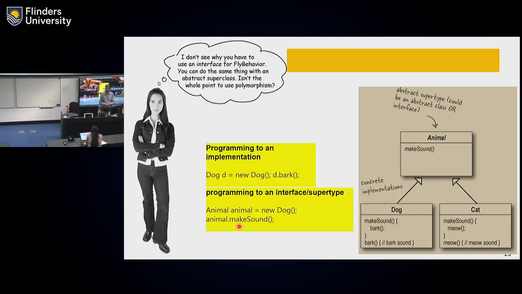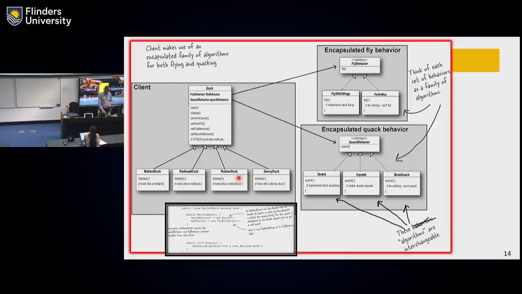So this is programming to interface or super type, whereas this is programming to implementation. We want to achieve polymorphism in this case study as well. And this is the final solution. Let me take you through it, and then we can take a break.